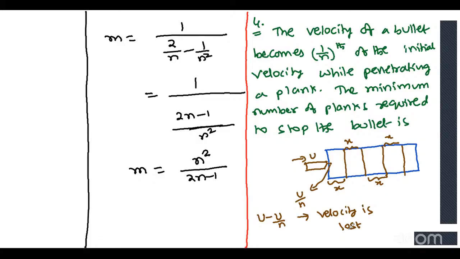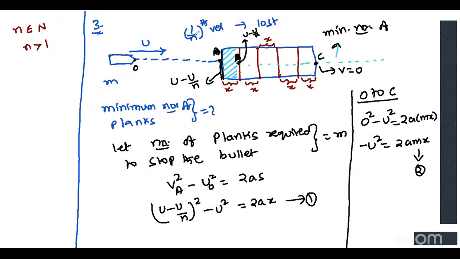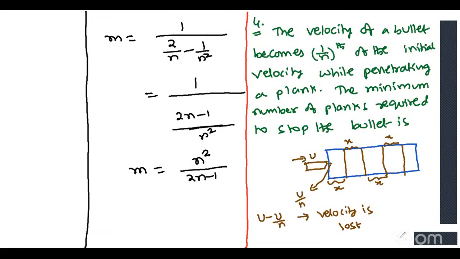Once you see the difference between this application and the previous application. In the previous application, u by n is lost. Here, u minus u by n is lost.